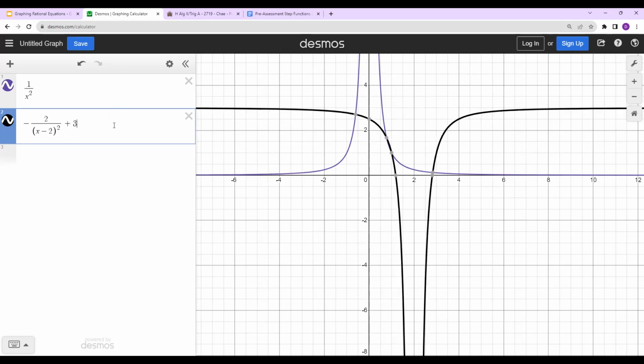You're just shifting it. So the asymptotes are getting shifted as well, right? And so, yeah, that's that.